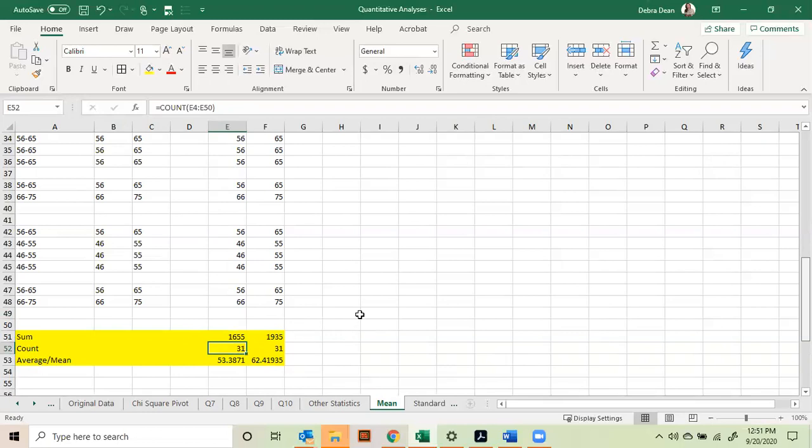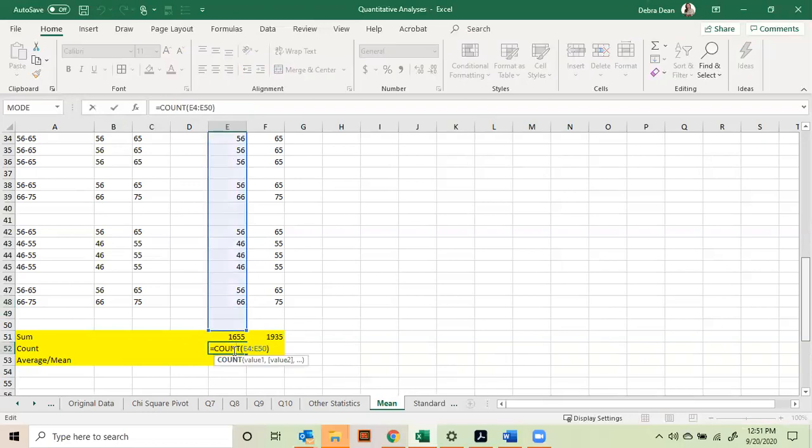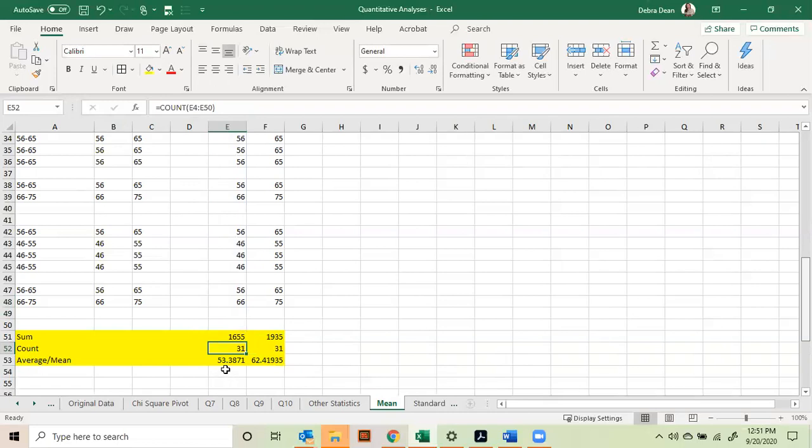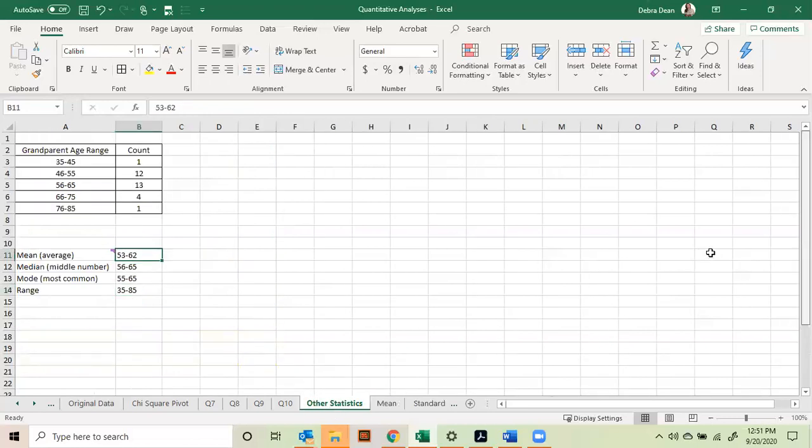Now we need to know how many people are in this list. And what I'm doing is another formula called count, and that's E4 to E50, which basically includes everything here to tell us we have 31 people that answered the question. And then our average is simply taking your grand total, dividing it by how many people were involved. And so our grand total is 53. And then for the highest end of the range, it's 62. So 53 to 62. And if we come back over here, 53 to 62 is what I came up with.